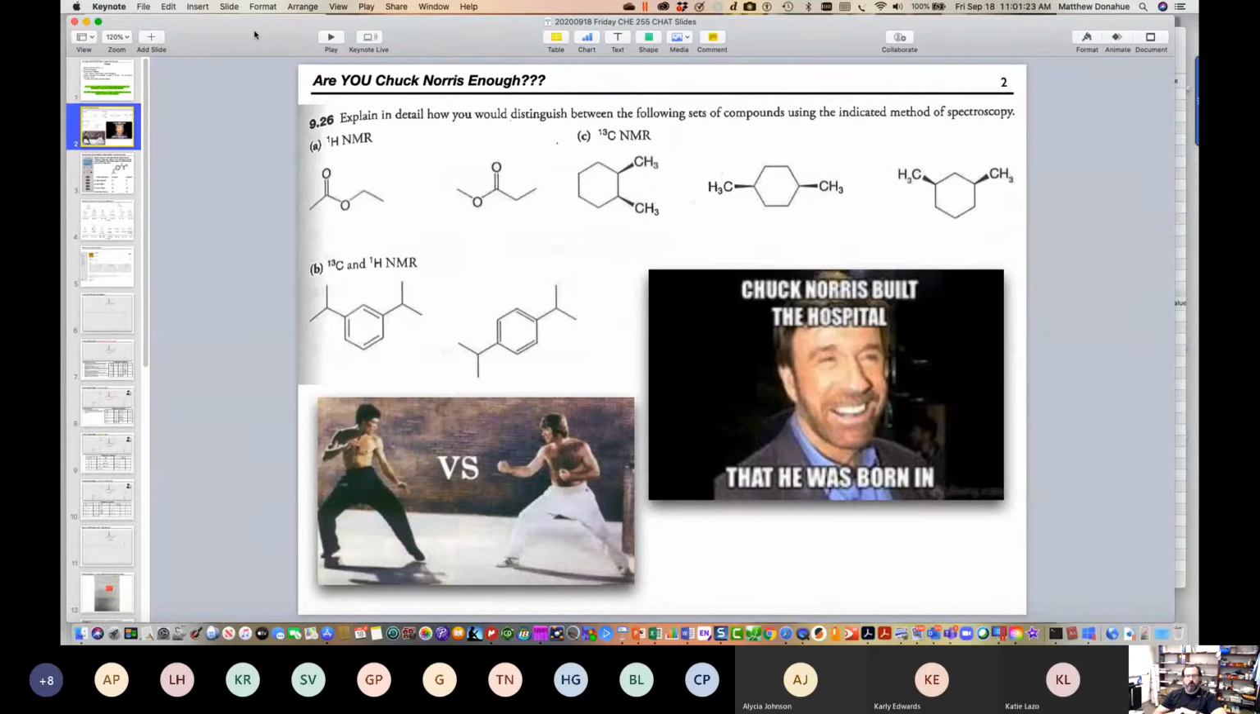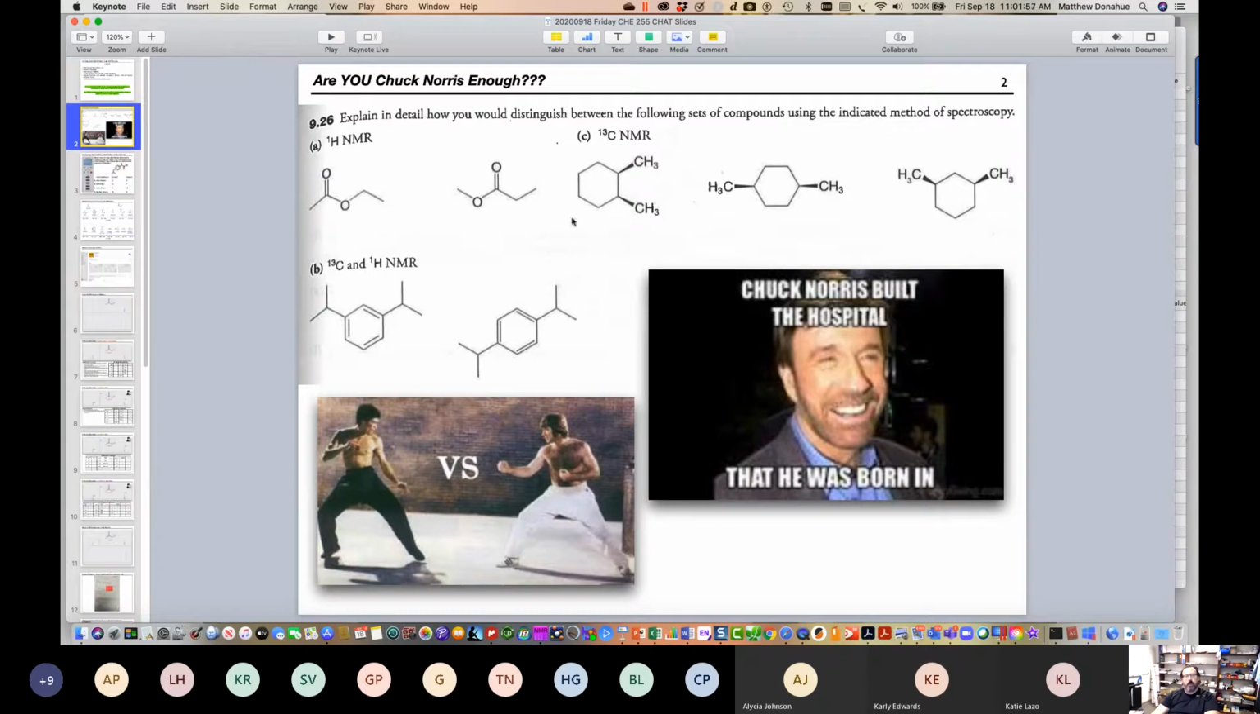This was pulled from either your current textbook or the textbook we were using before, but it's just a spectroscopy problem. And I have a whole series of slides that basically say, are you Chuck Norris enough? So Chuck Norris is pretty awesome. As you can see, Chuck Norris built the hospital that he was born in. And you can see there's Chuck fighting the great Bruce Lee. So we want to become Chuck Norris and become awesome in what we do.